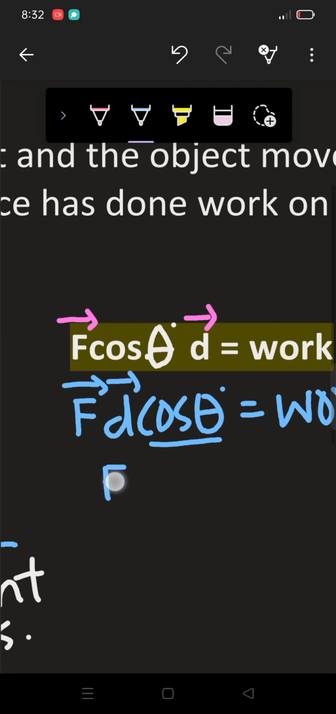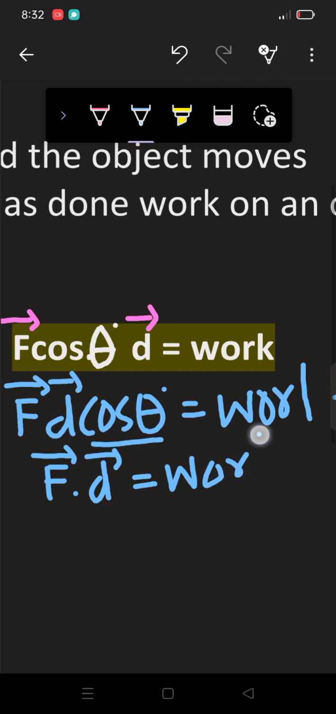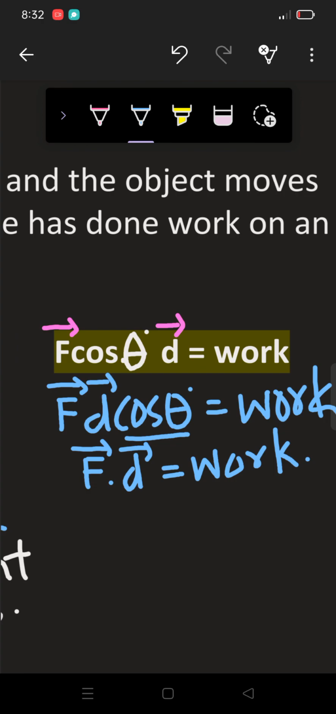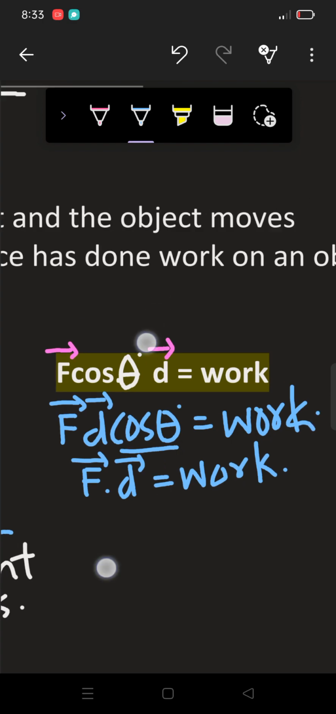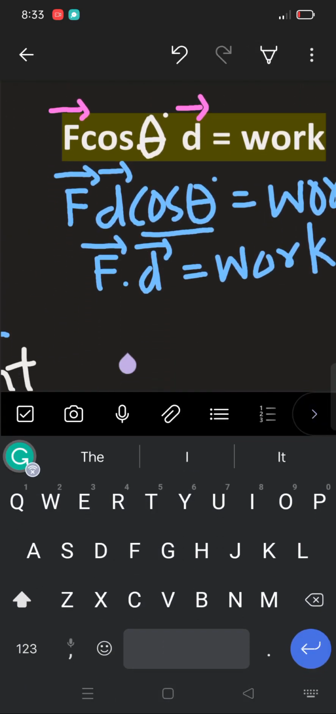So force dot displacement is equal to work, because I know that when I am removing this particular dot, there is the dot product of force and displacement. When I remove this dot, there would be cos theta, right? Then ultimately we will have the formula F d cos theta. So let me write this down as well.